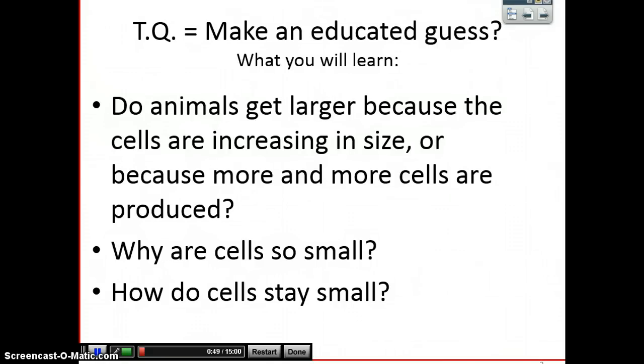Why are cells so small? Cells are small in order to stay efficient. The smaller the cell, the more efficient it is, the better it can do its job and keep you alive. How do cells stay small? Cells stay small by dividing into two smaller cells, which is known as mitosis.